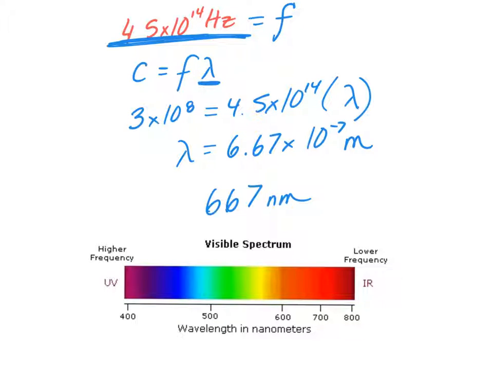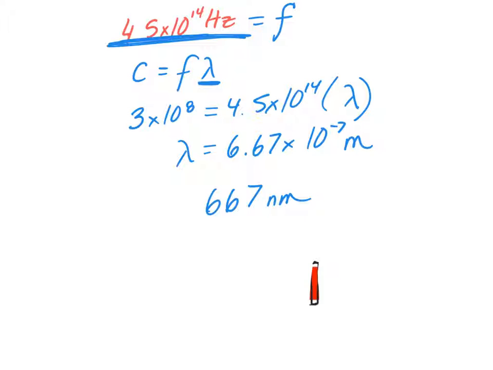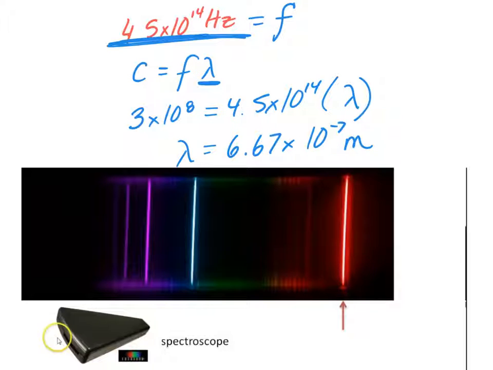Let's look at our little visual spectrum here. 667 nanometers. We go out here, and we would be seeing something around here on our spectrum. So what you would really be seeing is that one little burst of light, and that would represent the little electron jumping up and falling back down.